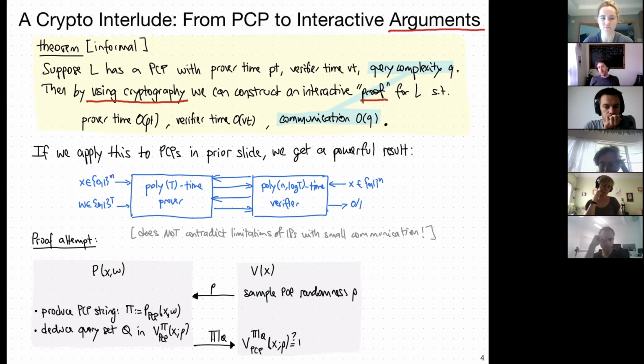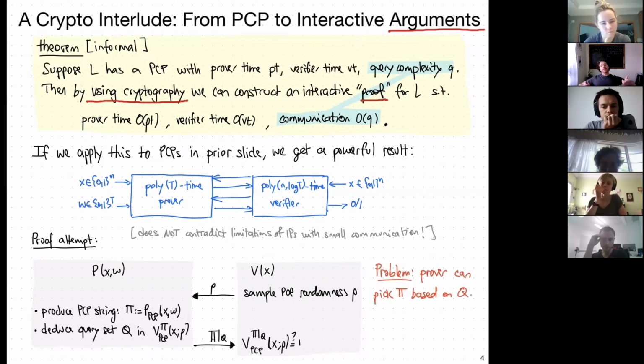However, there is a big flaw here. Can anyone tell me what the problem is? Soundness is kind of gone. Sorry, I couldn't hear. The soundness seems like it will just break. Yeah, exactly. Soundness breaks because the prover doesn't even have to produce this PCP string. It can just say, well, I have a verifier and he wants to know this thing, so let me give it whatever will make the verifier accept, without even looking at the problem. It's like letting somebody hear what one wants to hear.